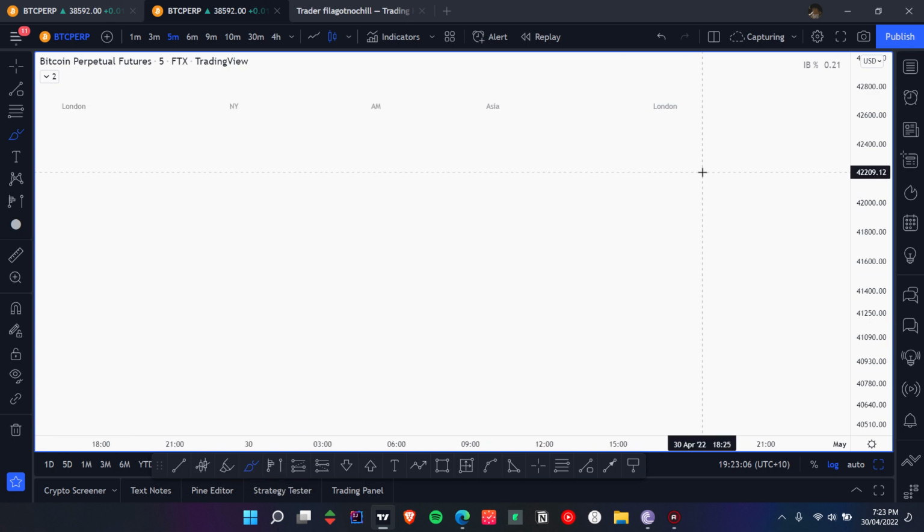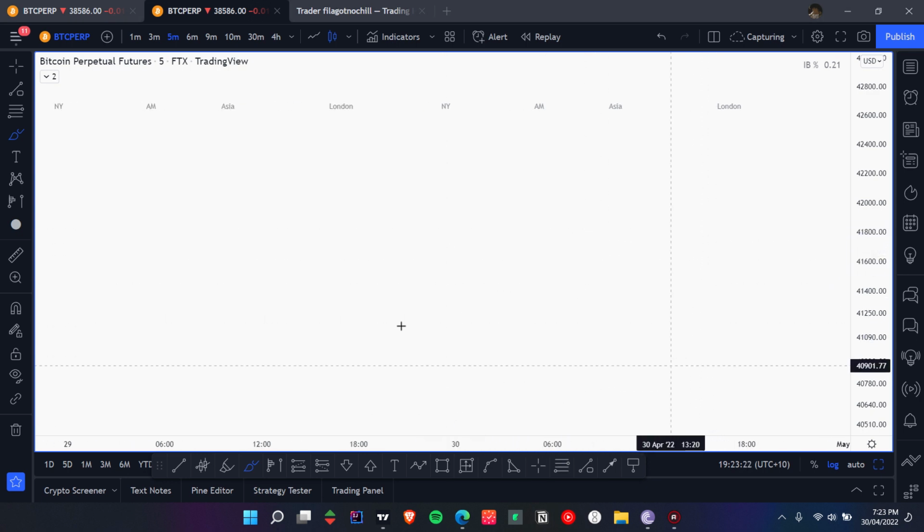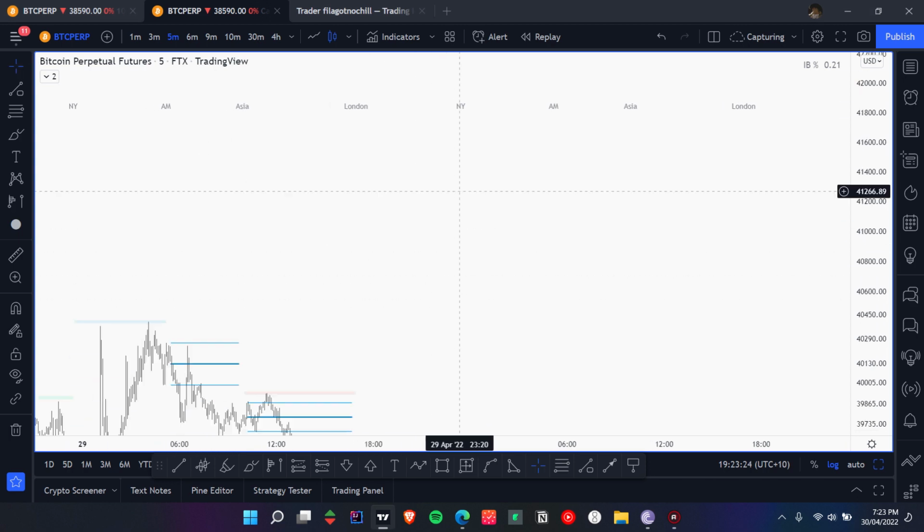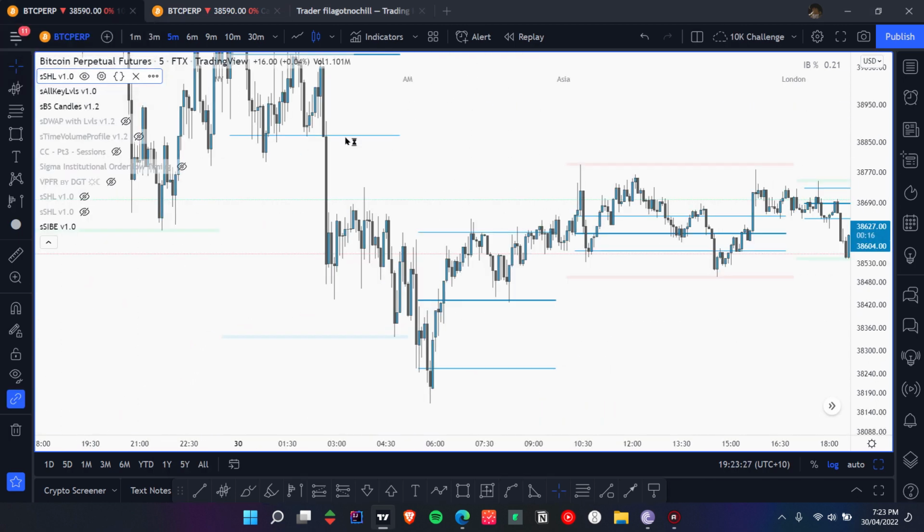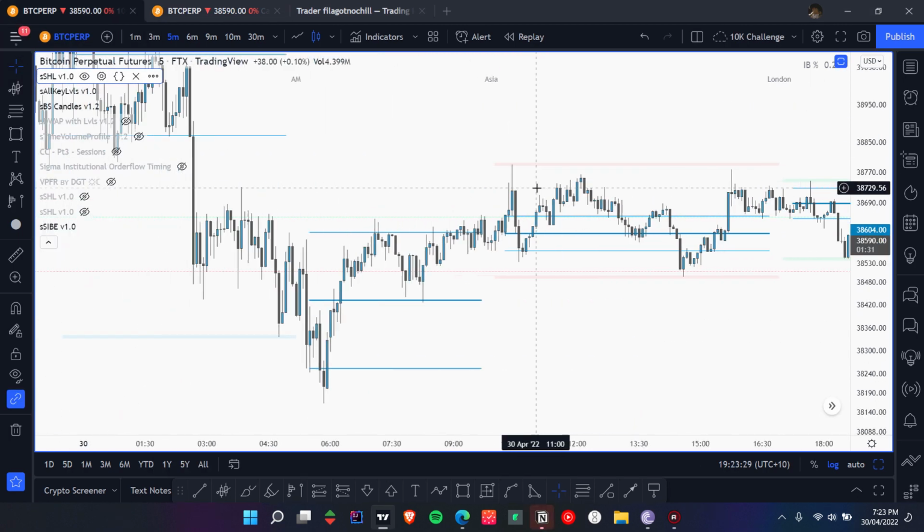To see the types of setups that can form, I will also link the Notion template. I'll actually show you, as the Notion is opening. Meanwhile, let me show you how we are going to look and assess and form our bias in a trading session.